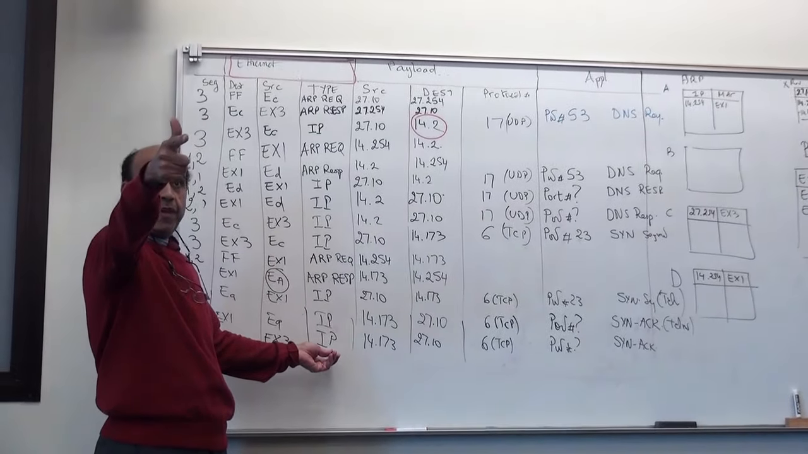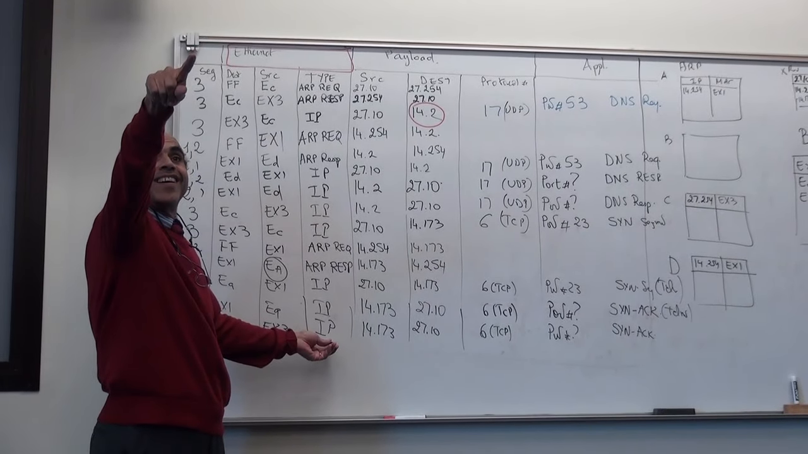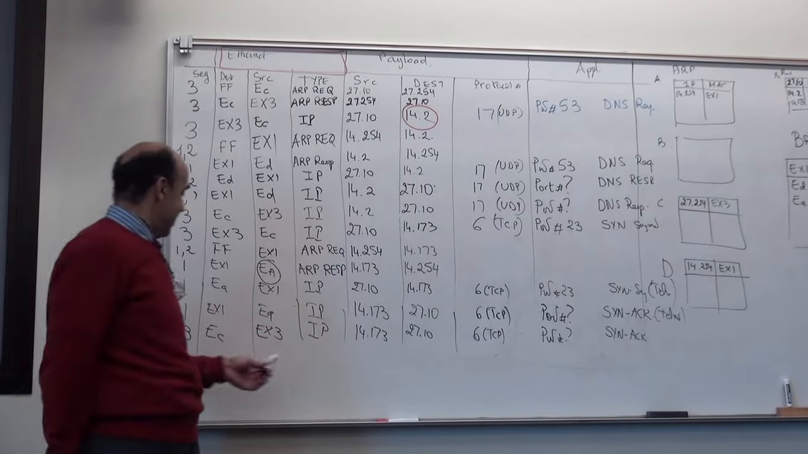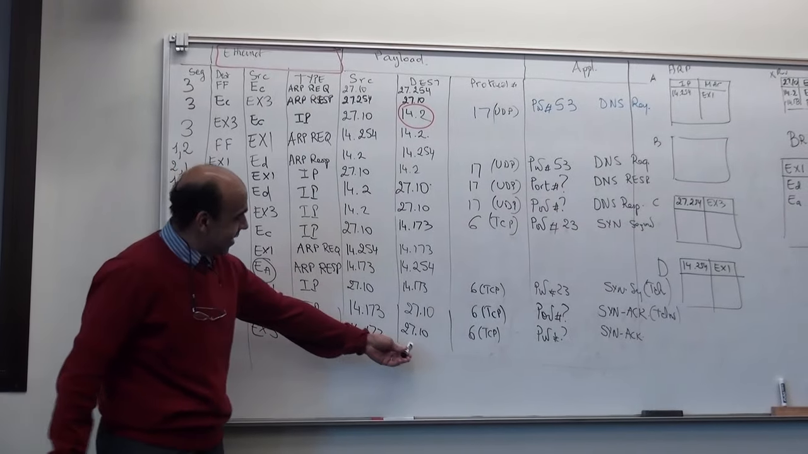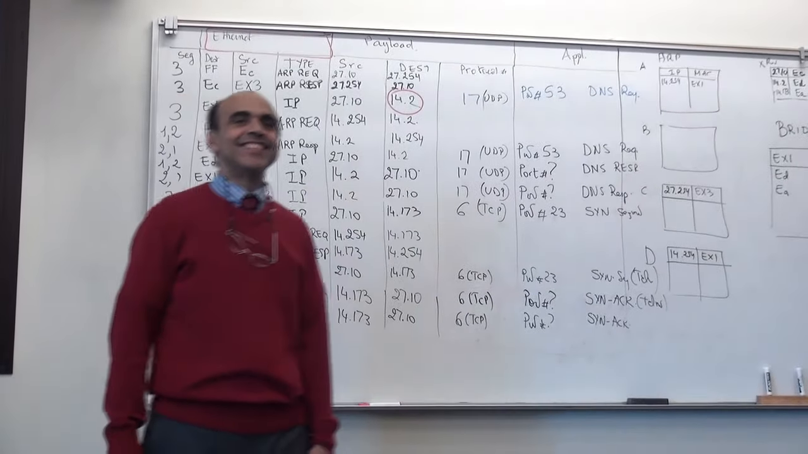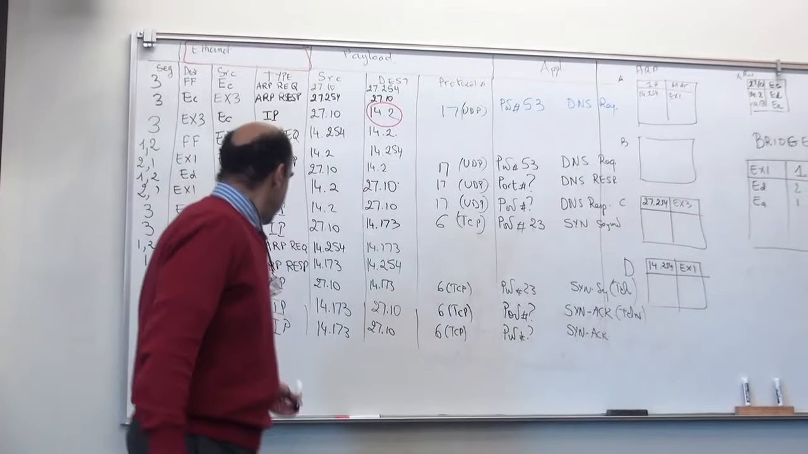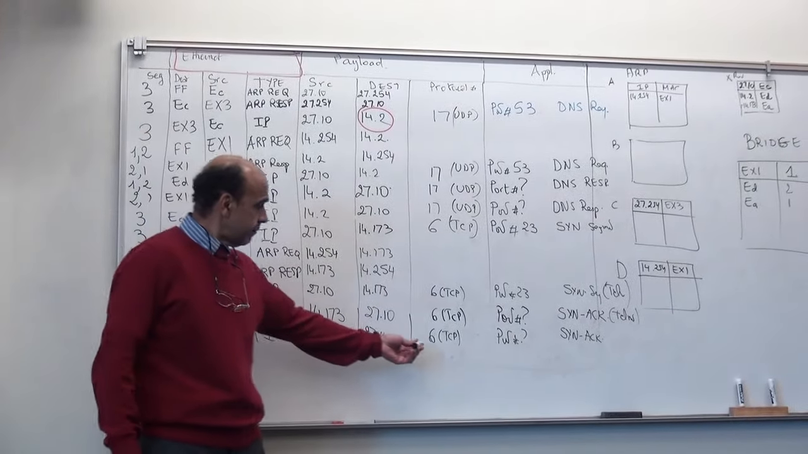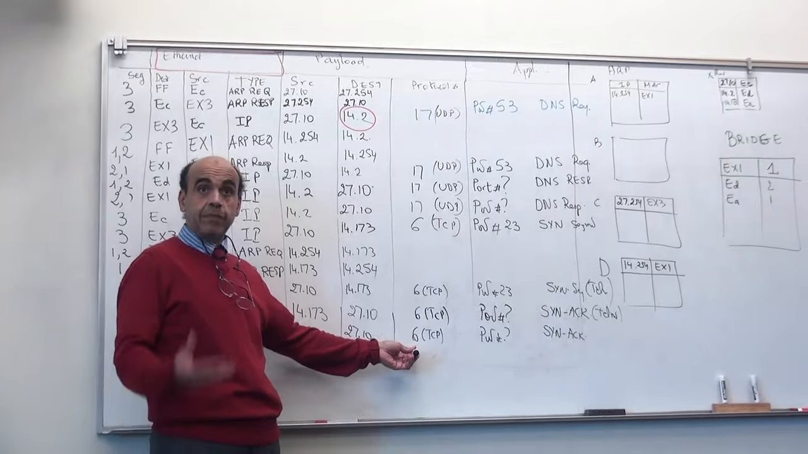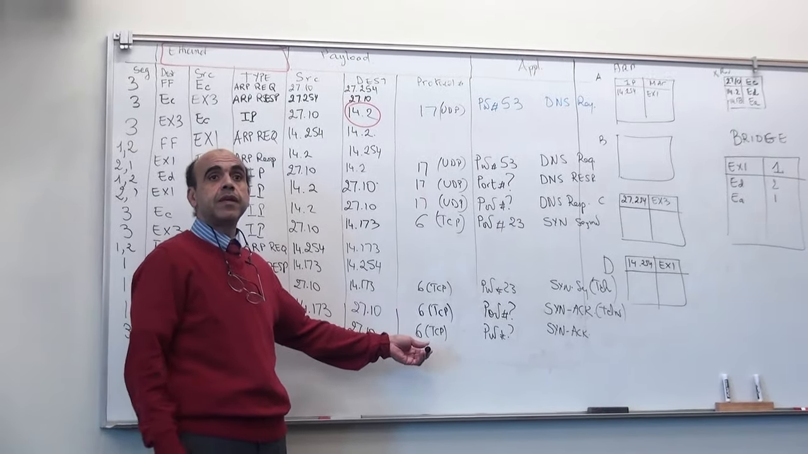Is it for me? He said no. Come on, the destination is 27.10, right? Now, it is for me, okay? Then we look at the protocol number. IP will look at the protocol number. Oh, this is 6, so give it to TCP.